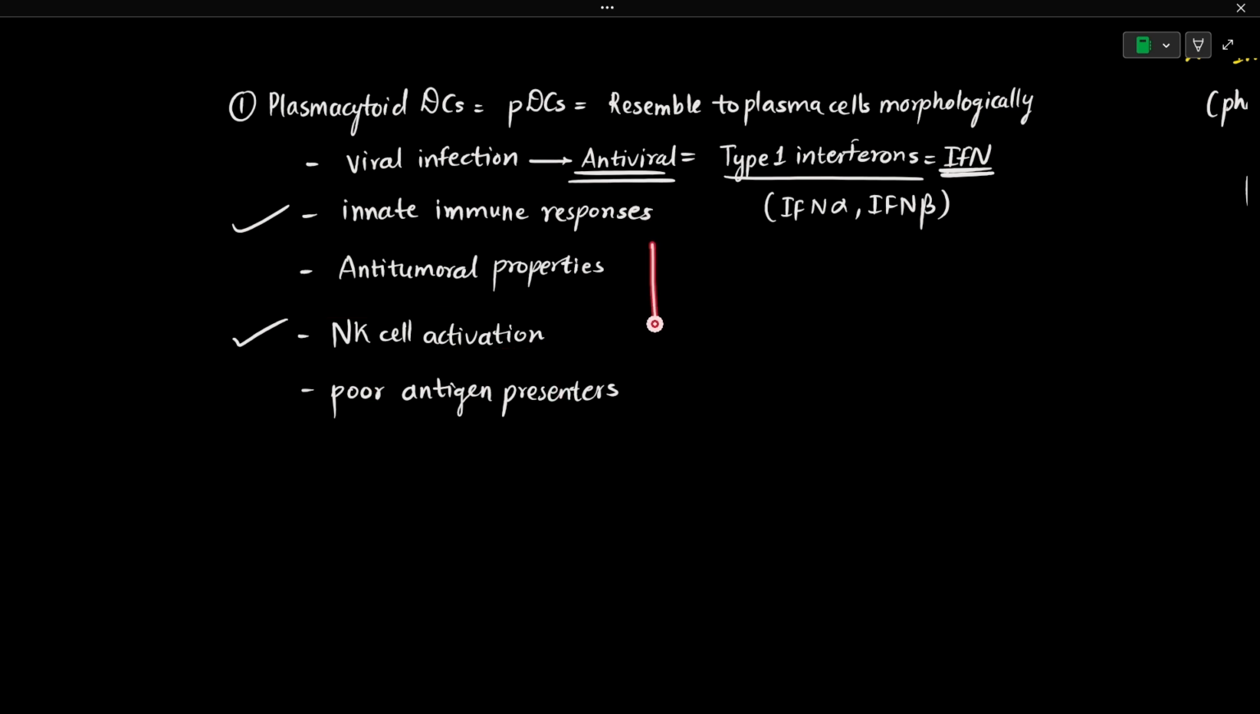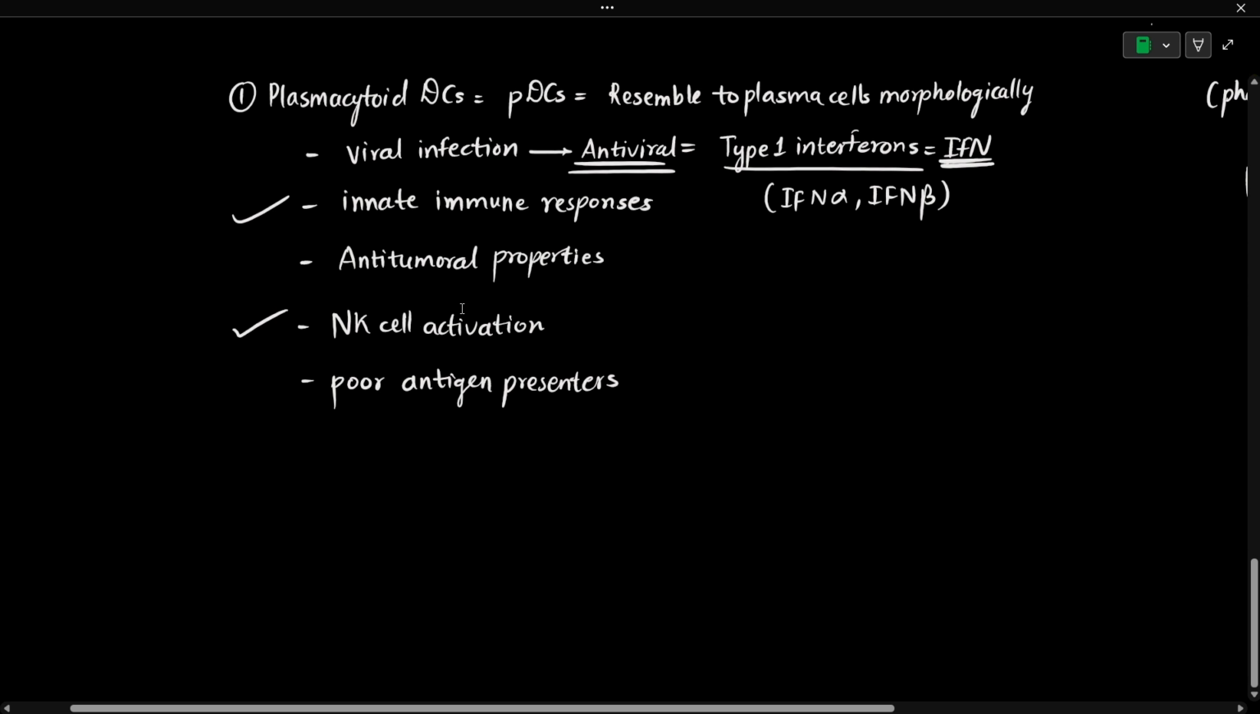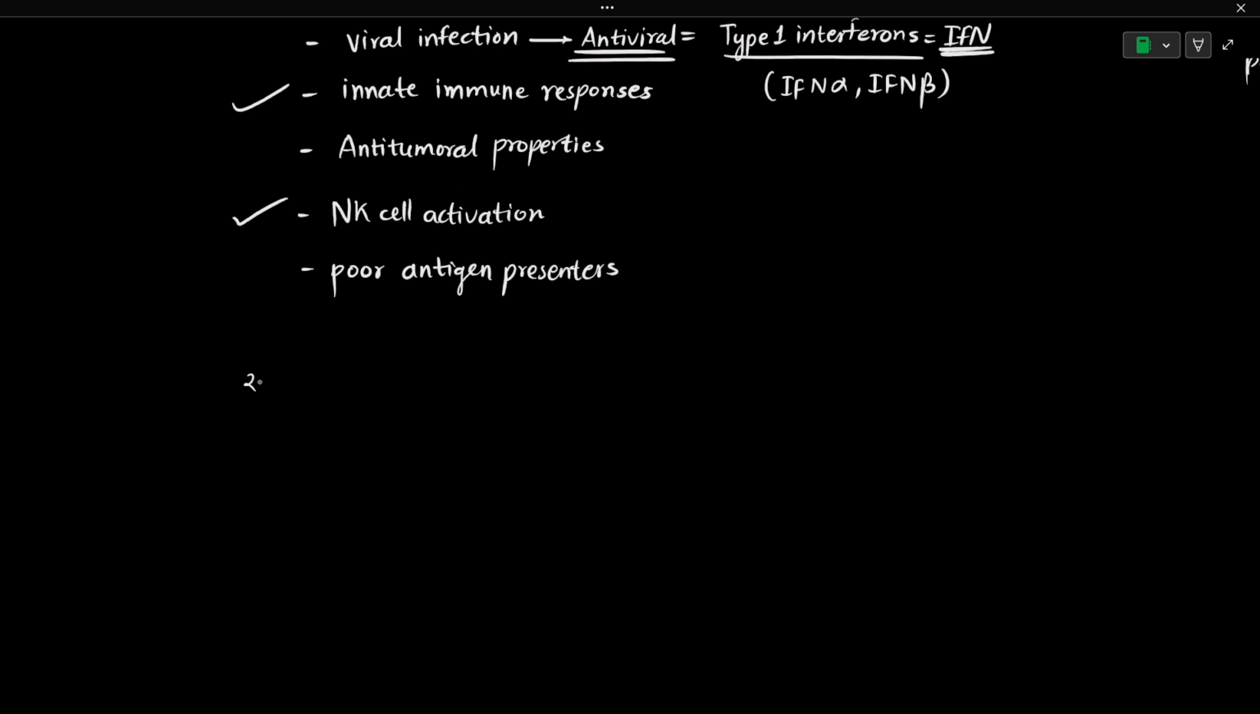So the more focus is on innate immune responses rather than on the adaptive immune responses, because due to antigen presentation, adaptive immune responses get initiated. So that's why we can say that plasmacytoid dendritic cells are more focused on the generation of innate immune responses. Then there is another type of dendritic cells which are actually not a part of the immune system, but they are also important and they have a completely different role.